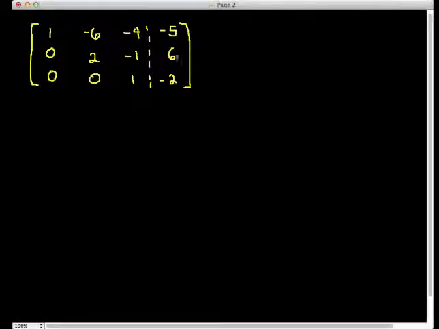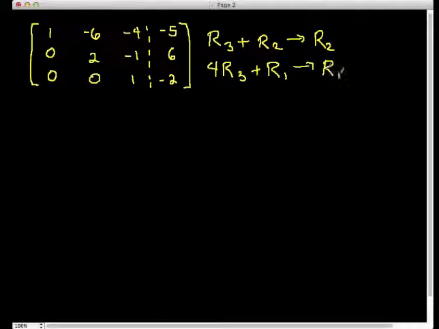So what I'm going to do is try to put zeros in this third column by taking multiples of this third row and adding them back to these. So I see the first thing I might want to do is, if I take row 3 and add it to row 2, I can get a new row 2, and it should have a 0 in this position. Similarly, if I take 4 times row 3 and add it to row 1, I'll get a new row 1, and it'll have a 0 in this position. So let's go ahead and do that.